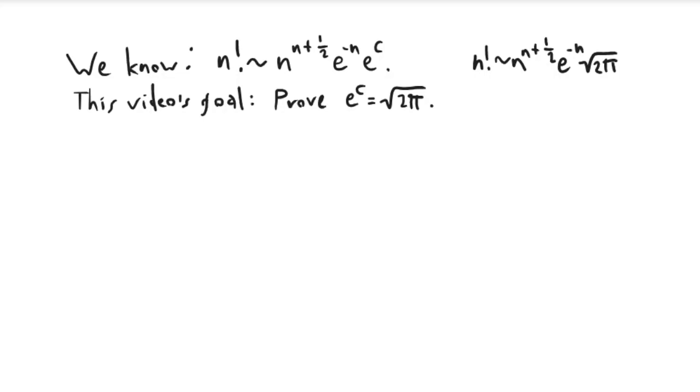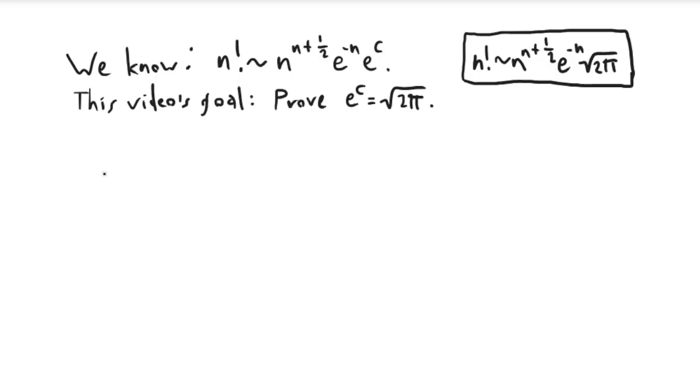All right, so in this video, I would like to finish the proof of Stirling's formula. So far, what we know is that n factorial is asymptotic to this expression right here. And our goal is to prove that n factorial is asymptotic to this expression. We'll be able to do that as long as we can prove that this e to the c here is equal to square root of 2 pi.